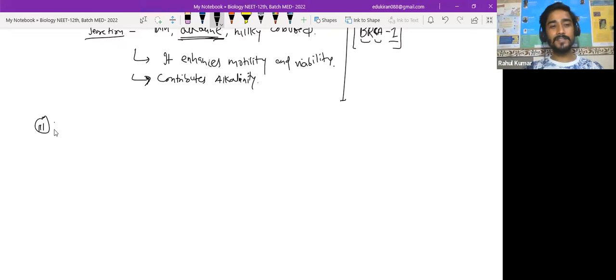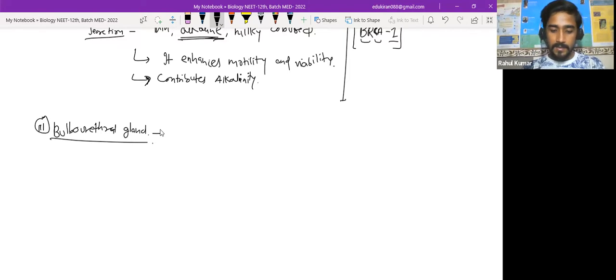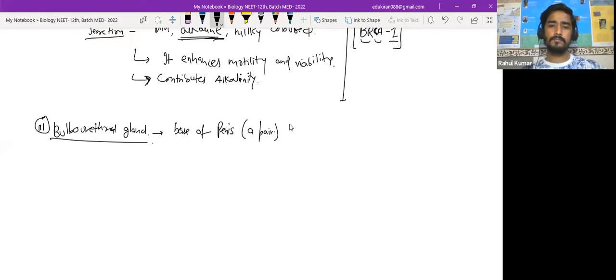Okay, write down bulbourethral gland. Now this gland, its name tells you two things. Bulbo means it's bulb shaped, they are small, bulb-like, and urethral means they are present at the urethral beginning. So bulbourethral gland, write down, they are present at the base of the penis, root or base, and they are a pair, two small bulbs.